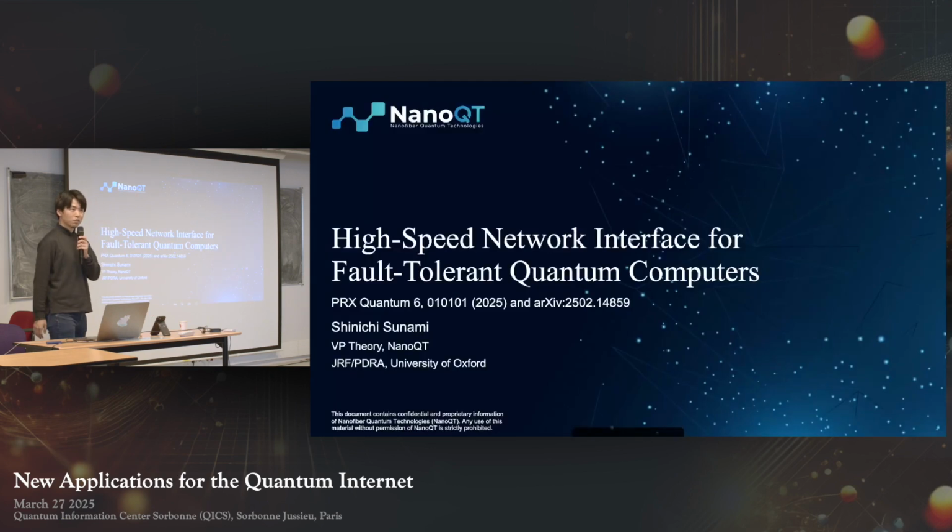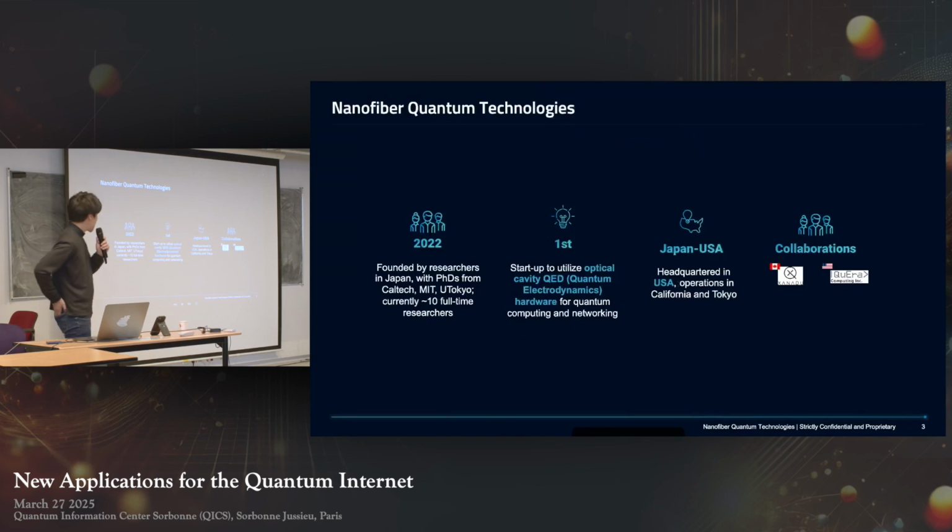I'm a hardware quantum guy, so if anything's unclear, just ask me later or just stop me during the talk. NanoQT is a startup in Japan developing hardware with what's called optical cavity QED. That's a kind of interface between atom qubit and photonic channels. So that's basically the interface for large-scale QPUs, like ones developed by QuEra, to be connected to the internet.